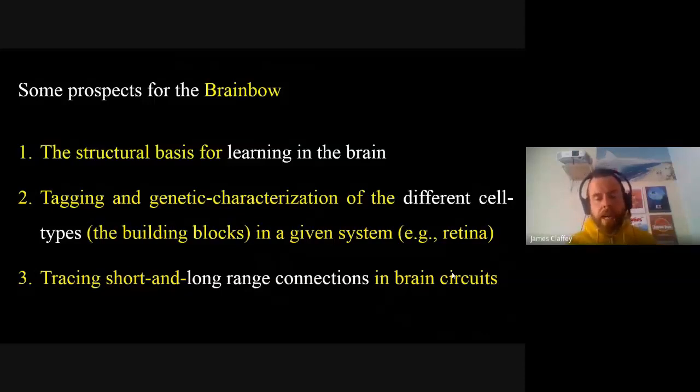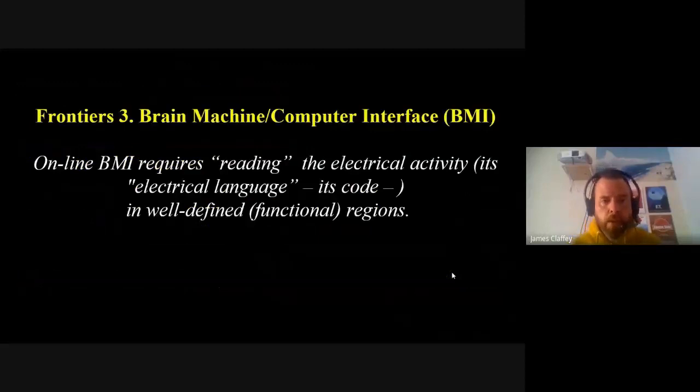We're going to look at the connection between our brain and machines in a moment, the BMI as it's referred to. The brain machine interface, sometimes called brain machine computer, but generally referred to as a BMI. You might be thinking body mass index, but in neuroscience, online BMI requires reading the electrical activity, its electrical language, its code, in well-defined functional regions.